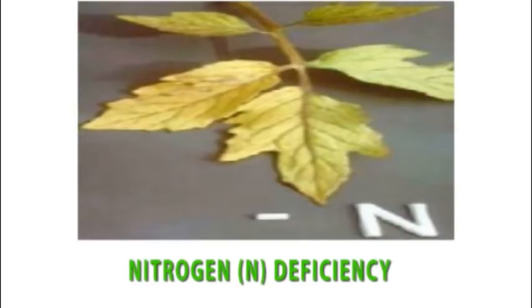Deficiencies. Nitrogen, N, deficiency. The chlorotic symptoms shown by this leaf resulted from nitrogen deficiency. A light red cast can also be seen on the veins and petioles.